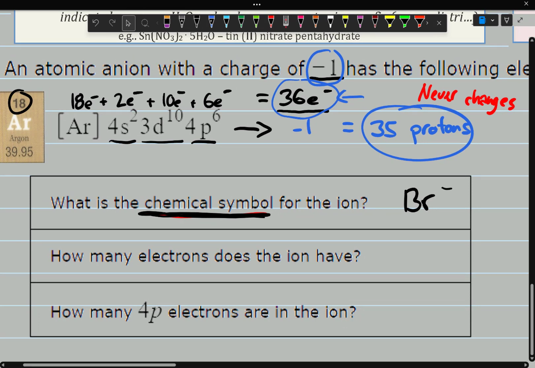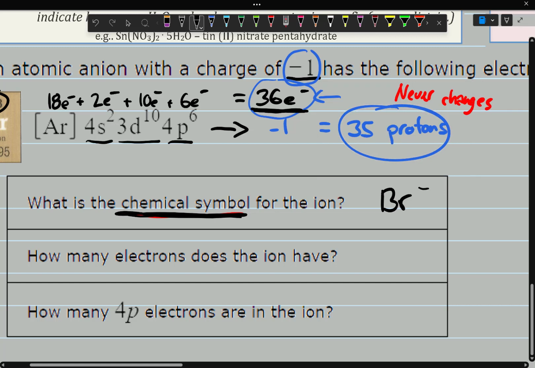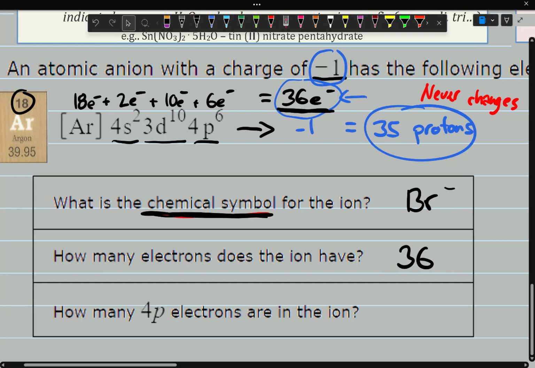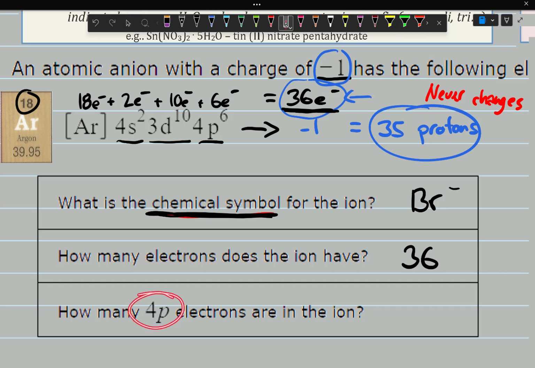How many electrons does the ion have? 36. We calculated it right here. It has 36 electrons. And how many p electrons, or 4p electrons, are in the ion? It's given to you right here. So 4p6. There are 6 electrons in the 4p energy level.